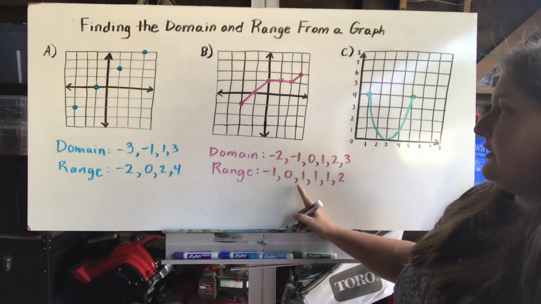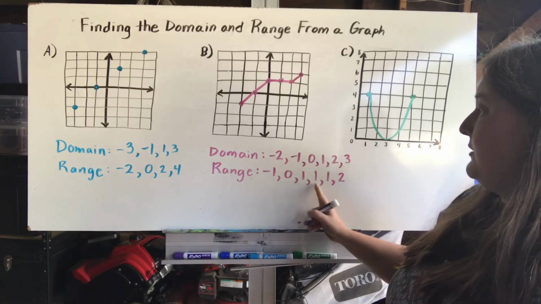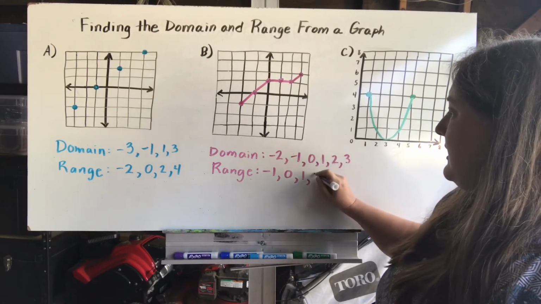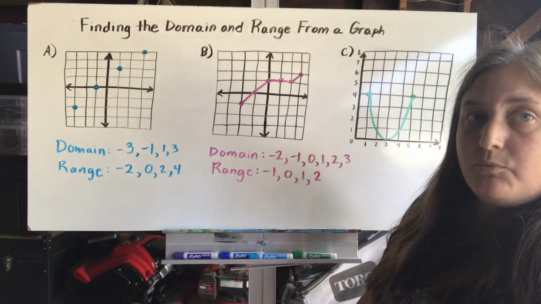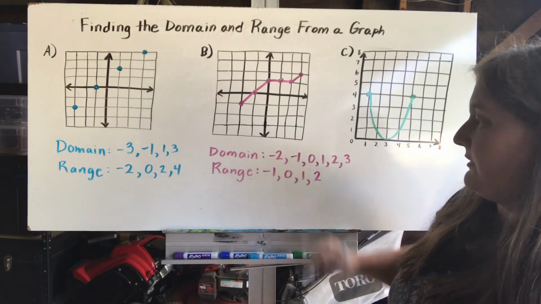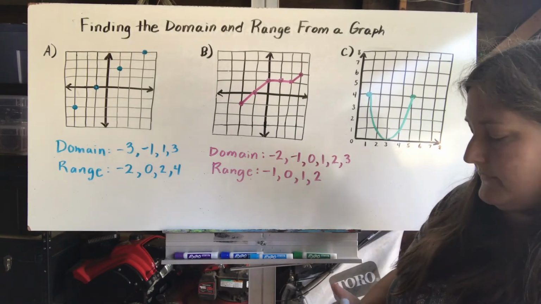Since I see in my range that I have some numbers that are repeating, 1, 1, 1 here, I don't need to write them all those times. I'm just going to write it once. Once it's in the range, we don't need to write it again and again. So I just got rid of those extra ones.